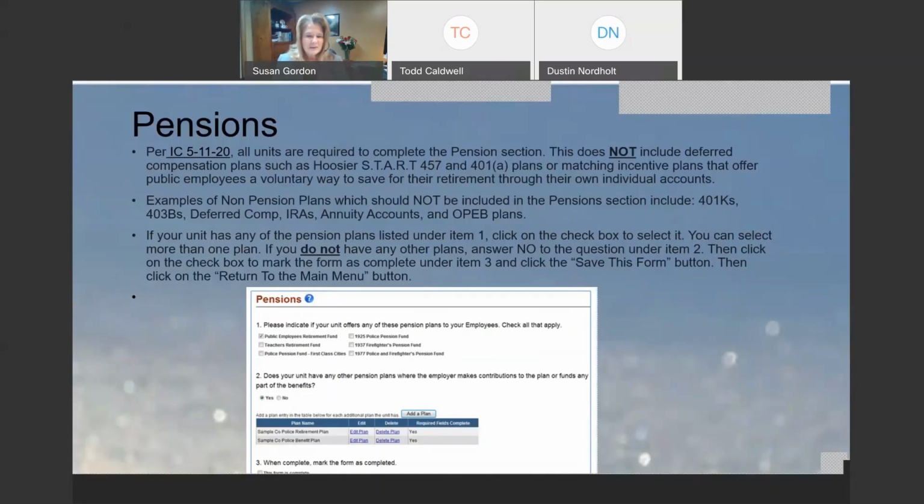And it's nice on the schedule. It indicates whether your unit offers any of the pension plans to your employees, and it's going to have the ones that are statutorily applicable to your unit, like PERF or the Police Pension Fund or the 1977 Police and Firefighters Fund and so forth. You can just check those boxes, and if that's all that you offer, then you can be done with that form. And that makes it pretty easy. If you have another pension plan that you offer, then you'll have to answer yes to question number 2, and then there will be some information for you to complete on that.